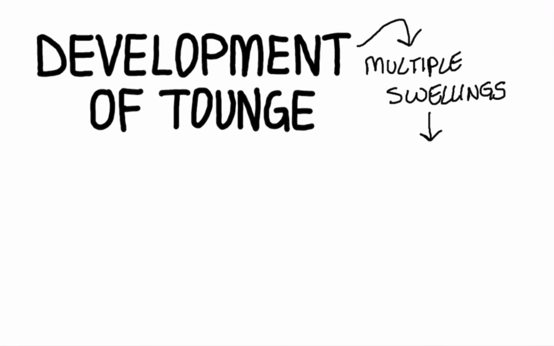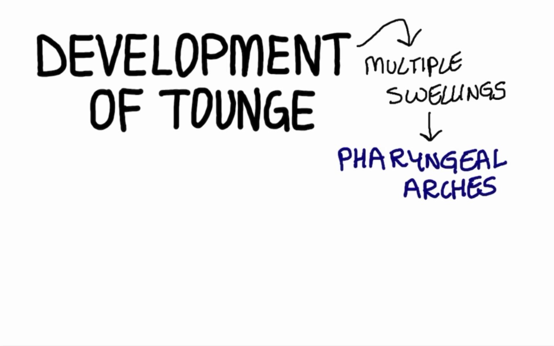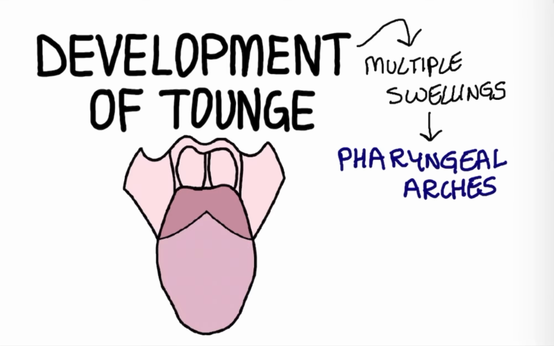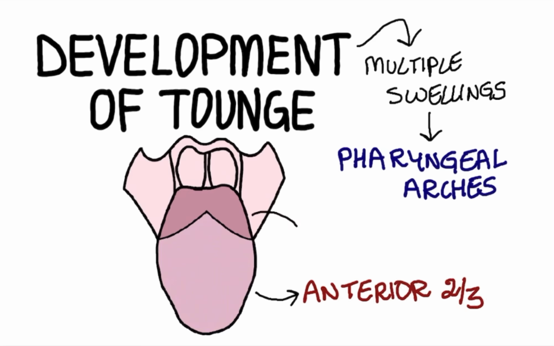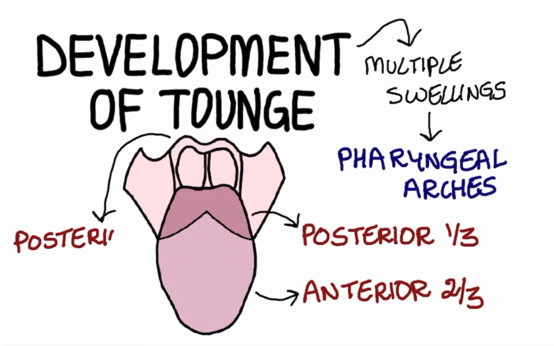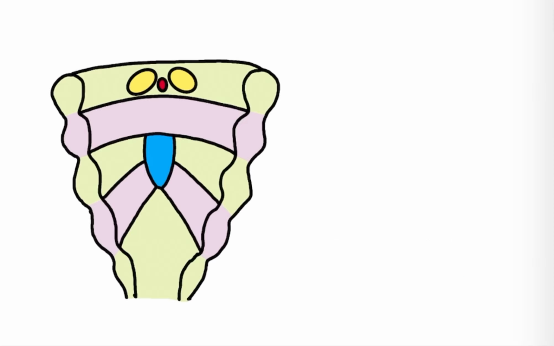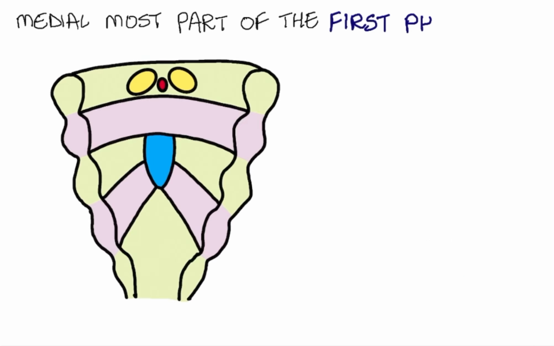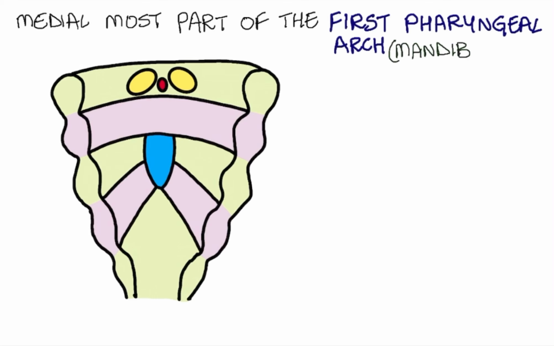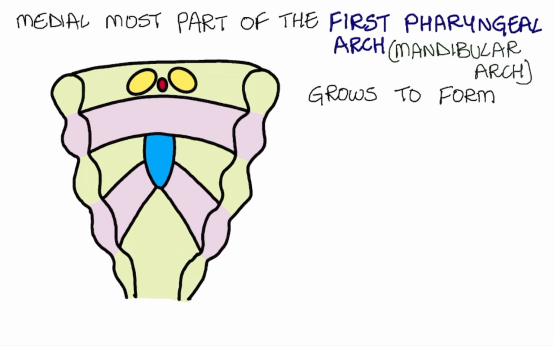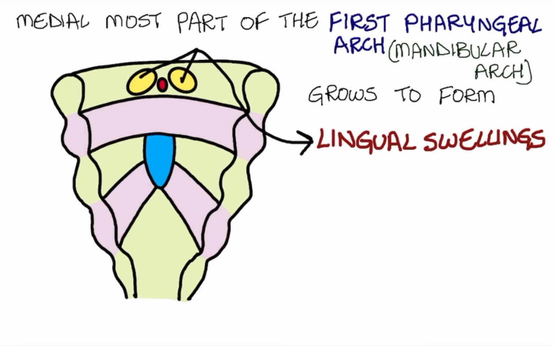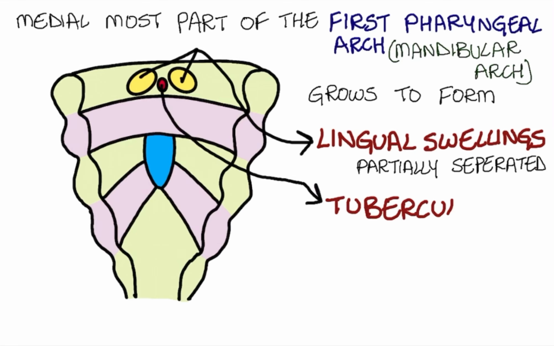Development of the tongue. The tongue develops from multiple swellings that arise from different pharyngeal arches. Before knowing these swellings, we first divide the tongue into anterior 2/3, posterior 1/3 and the posteriormost part of the tongue. The medialmost part of the first pharyngeal arch, also called the mandibular arch, grows to form two swellings called the lingual swellings. These are partially separated from each other by another midline swelling called tuberculum impar.